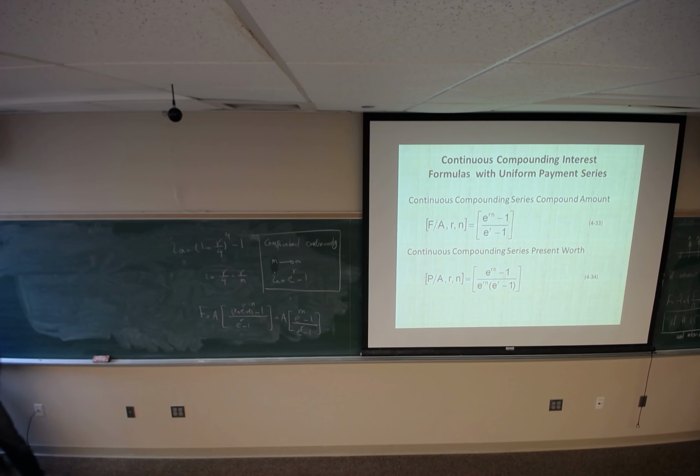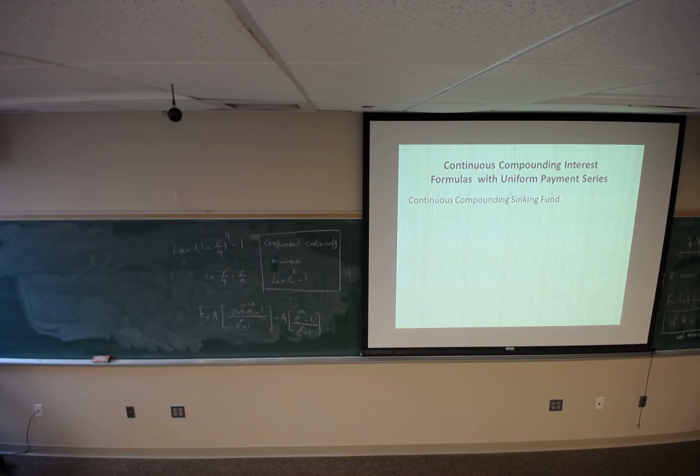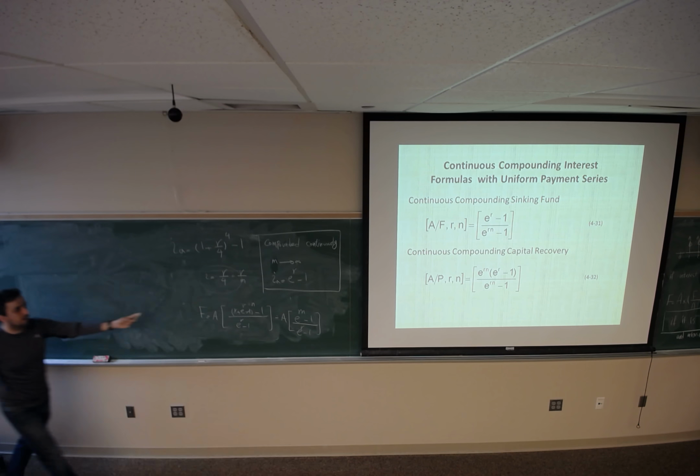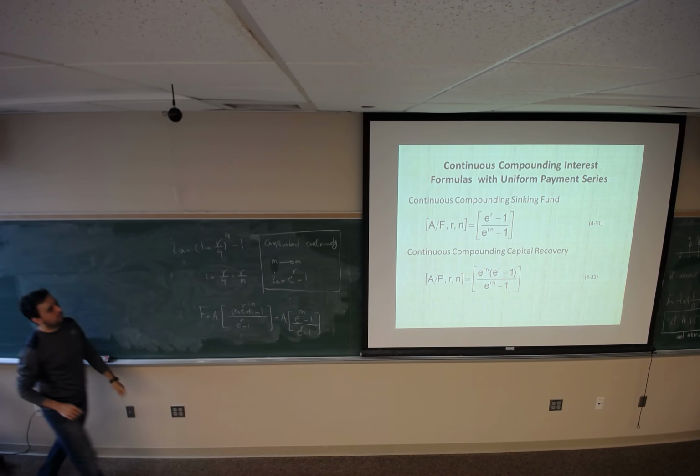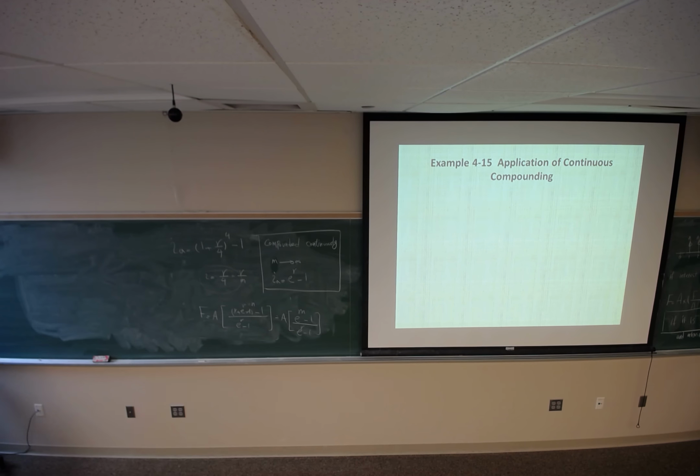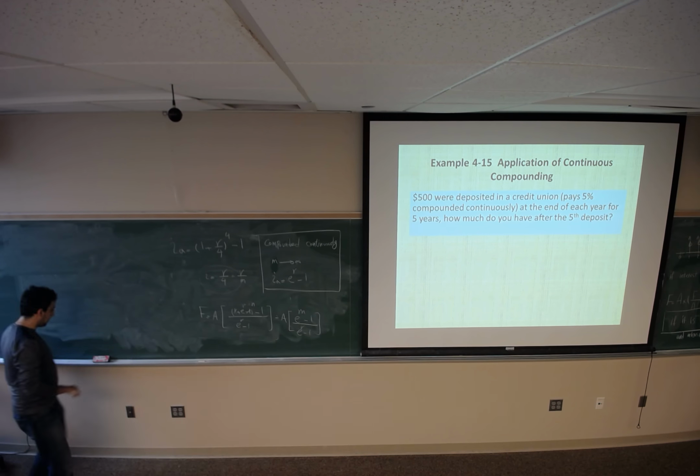Any question on this? All factors that we covered can be written as a function of IA, which is e^r minus 1. So let's work on this example.